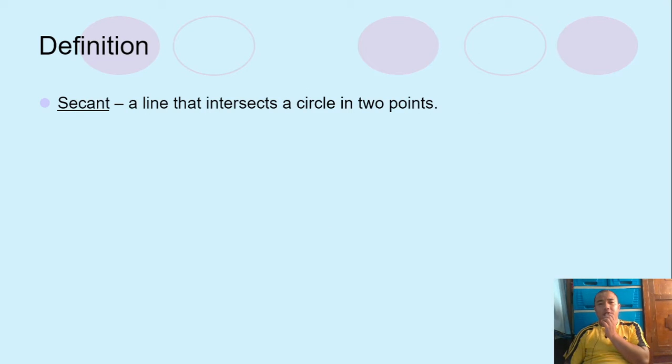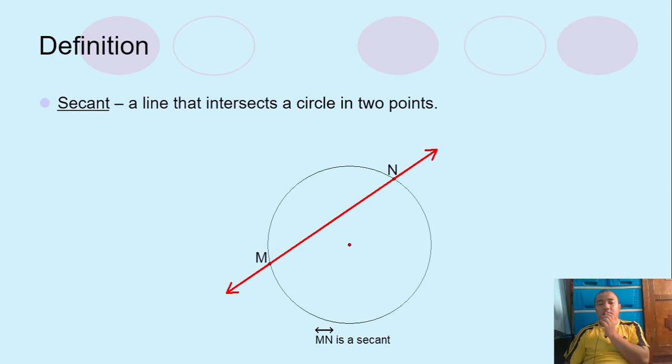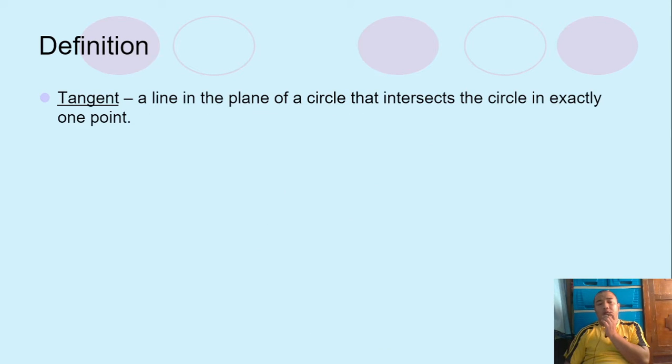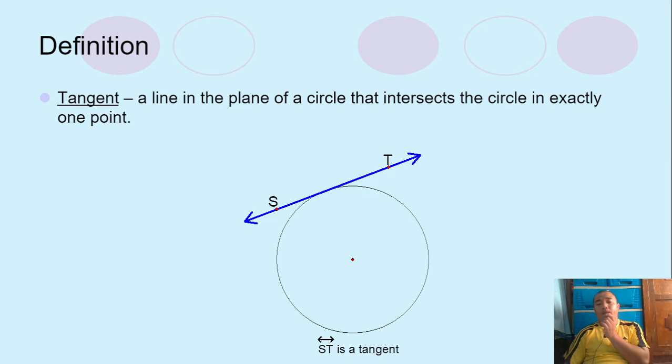Secant is a line that intersects a circle in 2 points. So that means line MN is a secant. It touches a circle in 2 points. How about the tangent? A tangent is a line in a plane of a circle that intersects a circle in exactly 1 point. So if the secant touches a circle at 2 points, tangent intersects a circle in exactly 1 point only. So line ST is a tangent because it touches a circle at 1 point only.